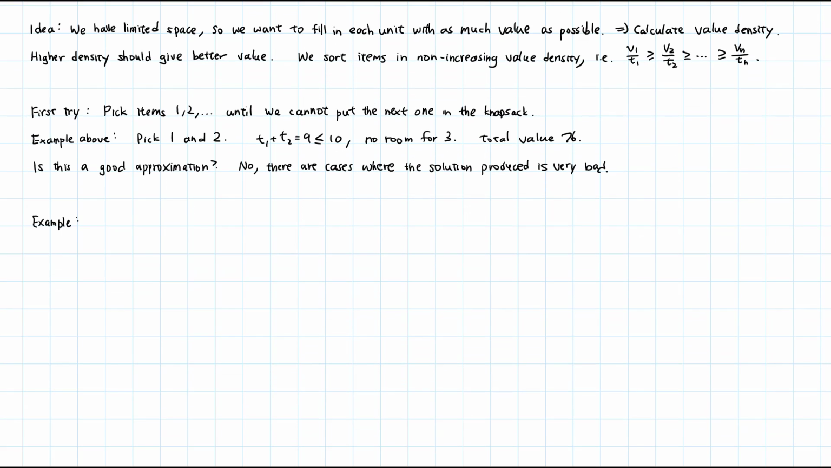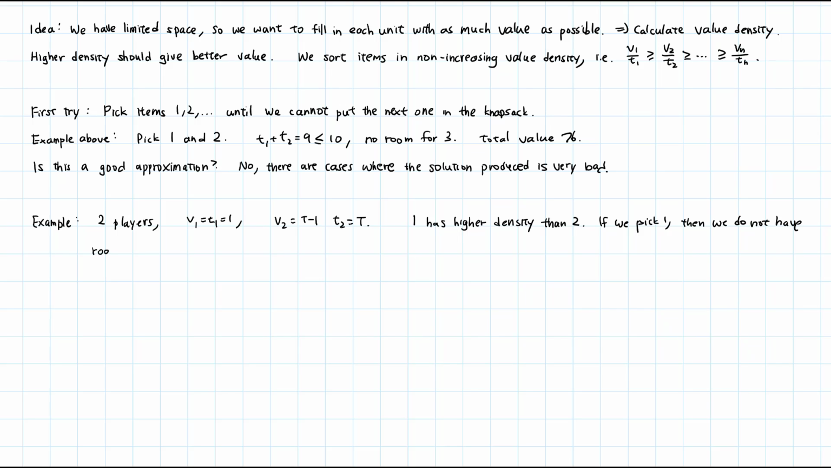So consider the example where we have 2 players. For player 1, V1 is equal to T1, which is equal to 1, which has value density 1. For player 2, V2 is T minus 1, and T2 is T, which has value density less than 1. So the first one has a higher density than the second one. If we pick 1, then we do not have room for 2. So the algorithm produces a solution with value 1.